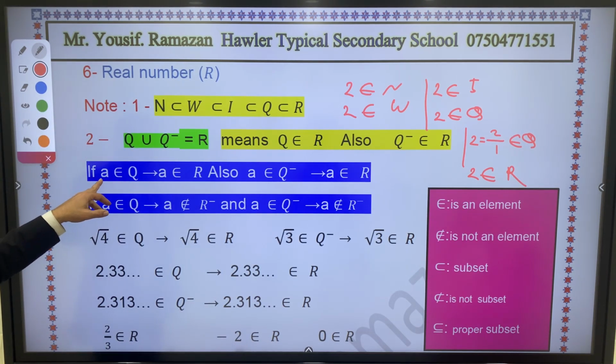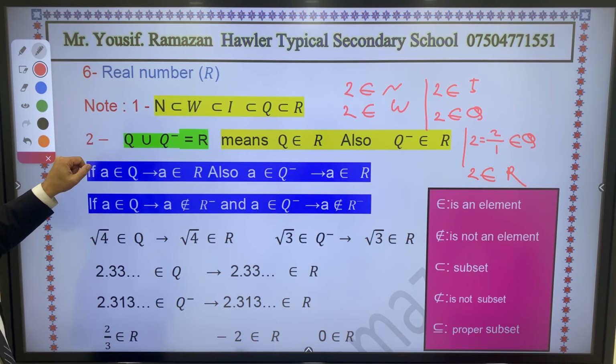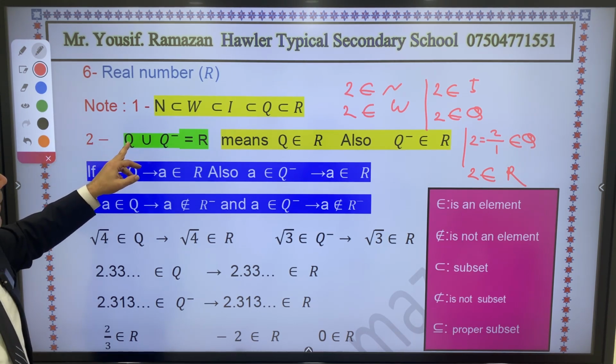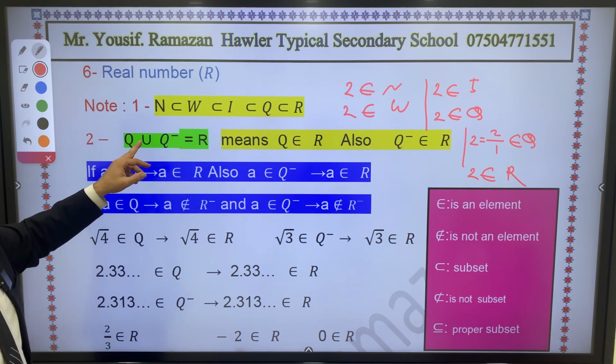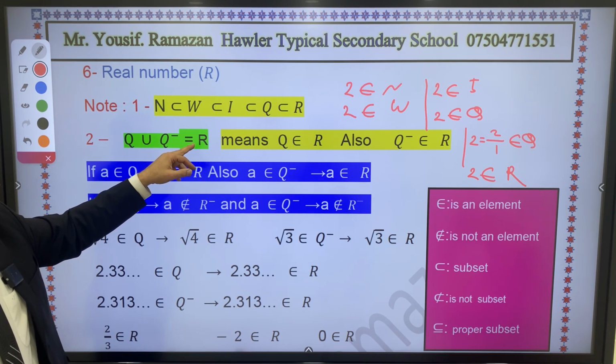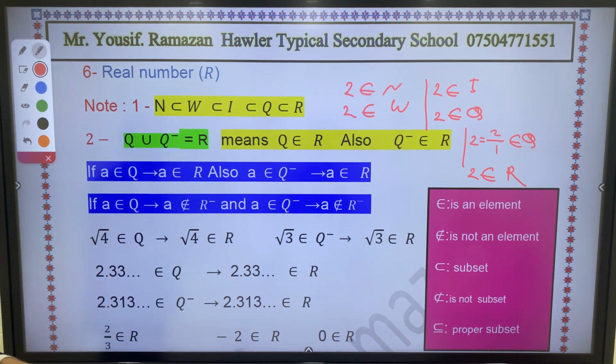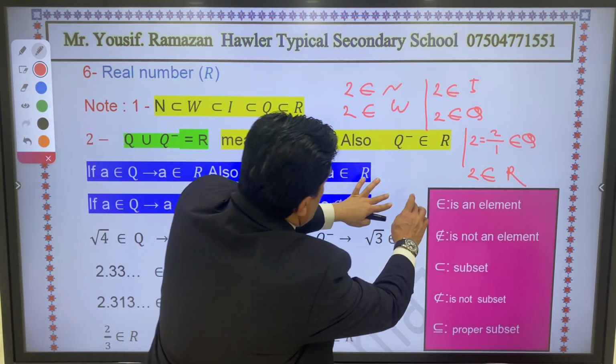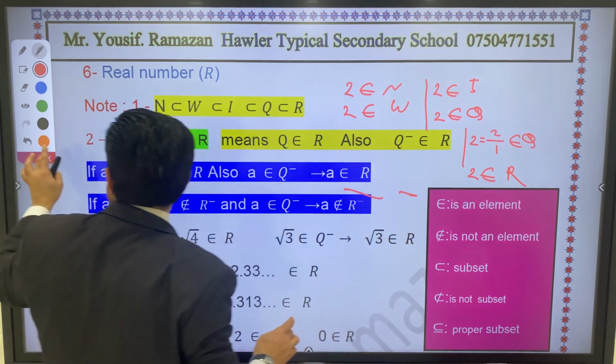So about the blue property, Q, that means rational numbers, union Q prime equals capital R. That means equal to the real numbers. That means you can classify real numbers into two parts.